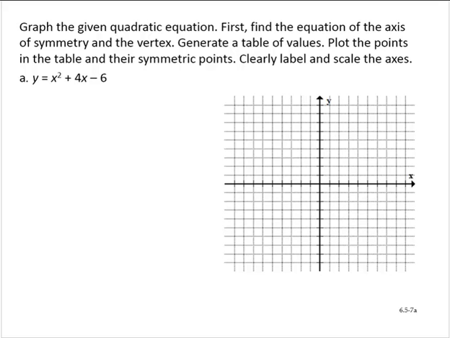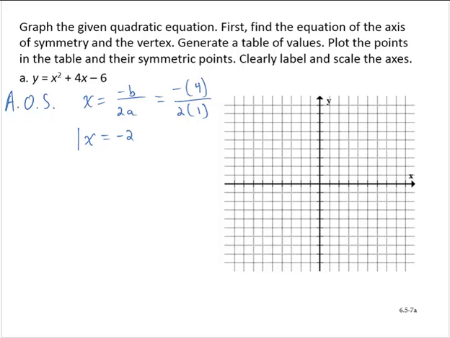Alright, so as suggested here, we're going to first find the equation of the axis of symmetry and the vertex, and we're given y equals x squared plus 4x minus 6. So then let's find the axis of symmetry. The axis of symmetry is given by x equals negative b over 2a, which is negative, and substituting for b, 4, and substituting for a, 2. And so simplifying that gives negative 4 over 2. Negative 4 over 2 is negative 2. So the axis of symmetry is x equals negative 2.